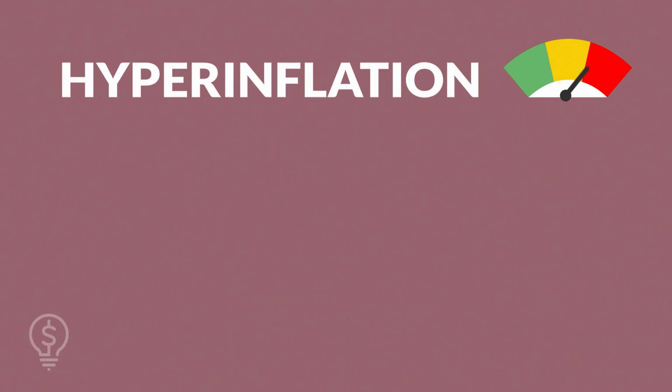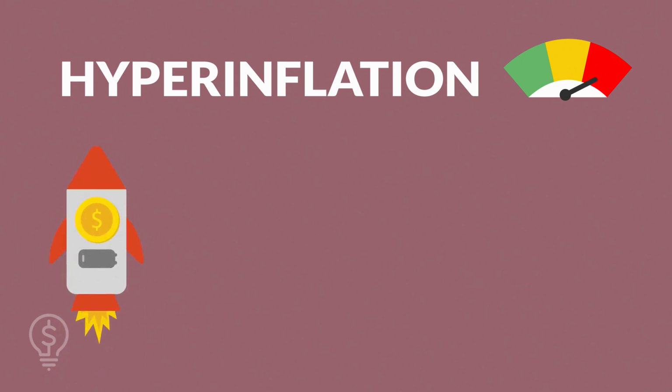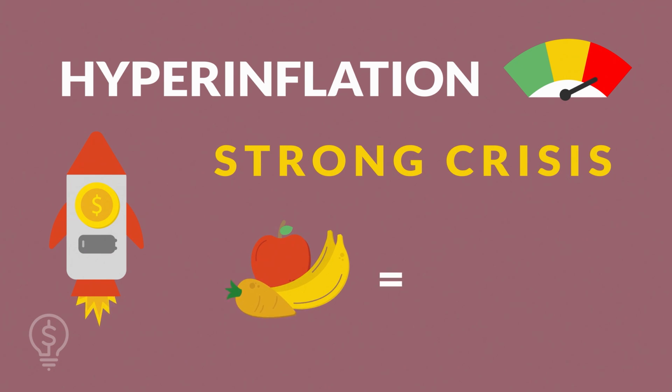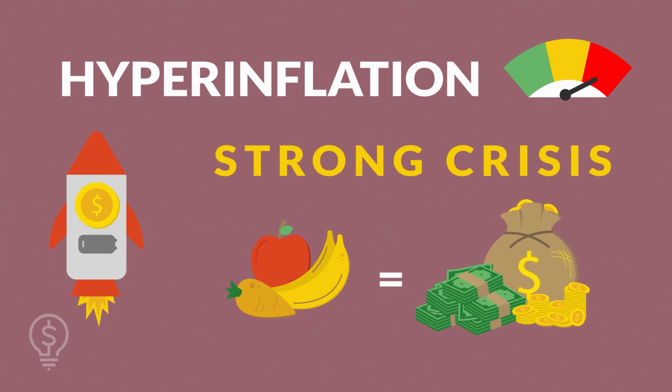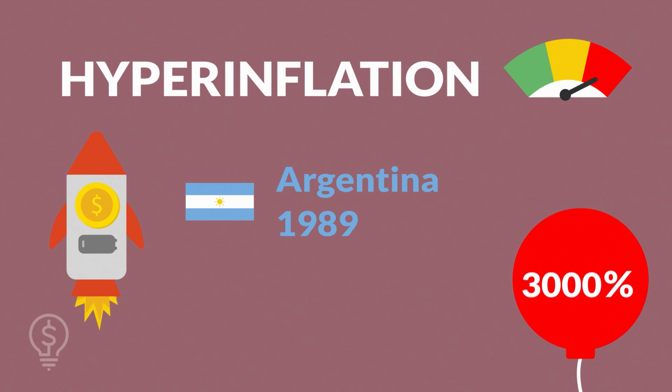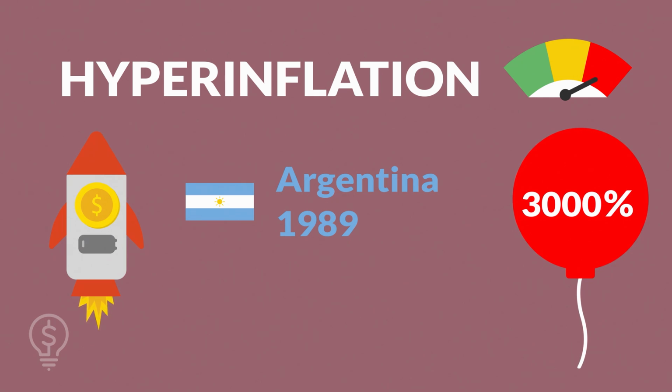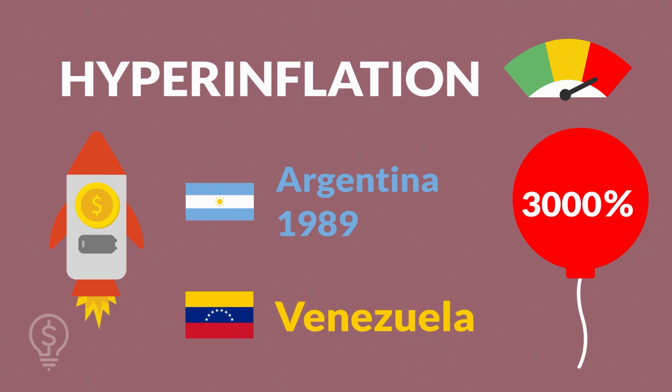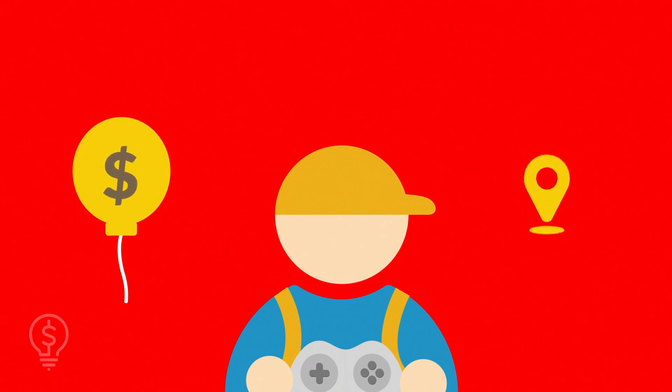And finally, hyperinflation, where colossal price increases occur in a very short time. This generates a strong crisis due to the rapid loss of the value of money. In many cases, prices change on a daily basis. A clear example of this phenomenon was the hyperinflation suffered by Argentina in 1989, where inflation in that year was over 3,000%. And taking a more current example, we can look at the case of Venezuela, where it is currently reaching incredibly high levels. Now that we know what inflation is, it will be good to understand where it comes from.